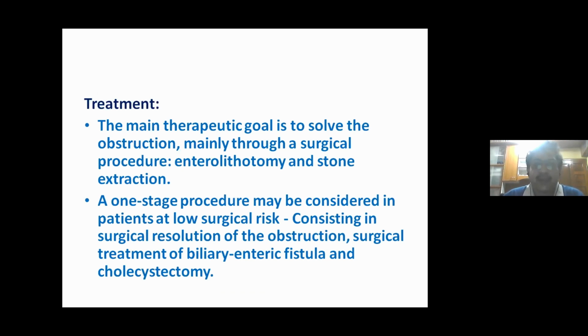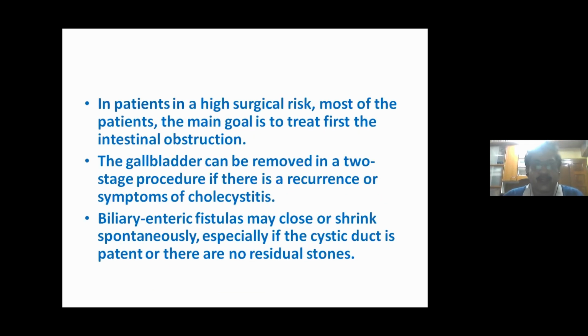Treatment. The main therapeutic goal is to resolve the obstruction, mainly through a surgical procedure, enterolithotomy and stone extraction. A one-stage procedure may be considered in patients at low surgical risk, consisting of surgical resolution of the obstruction, surgical treatment of the bilioenteric fistula, and cholecystectomy. In patients with high surgical risk, most of the patients, the main goal is to treat the intestinal obstruction first. The gallbladder can be removed in a two-stage procedure if there is a recurrence or symptoms of cholecystitis.